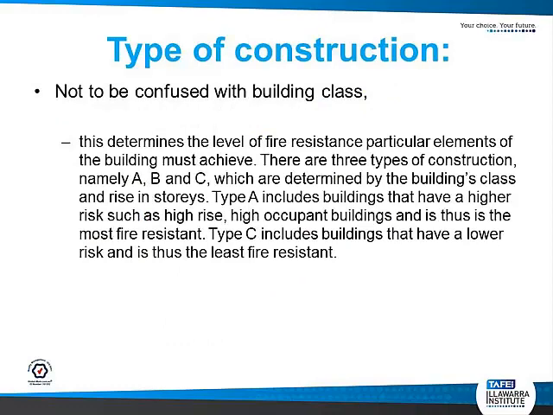Okay, so Type A is the higher risk, such as high rise or high occupant buildings, and then Type C includes buildings that have a lower risk and is thus the least fire resistant.